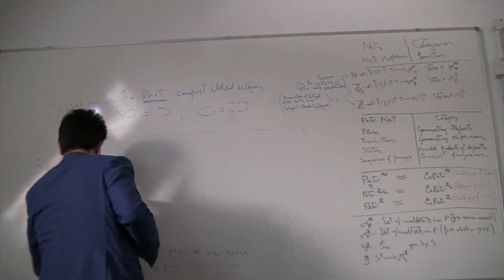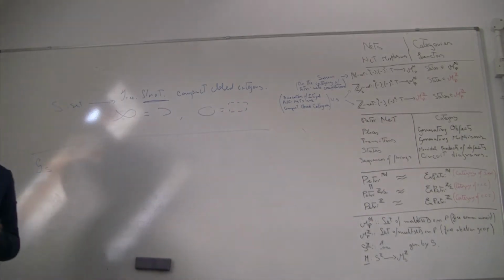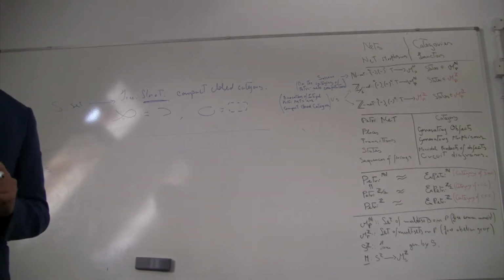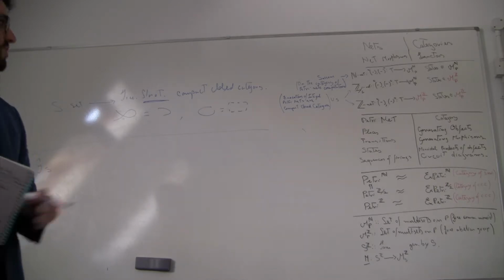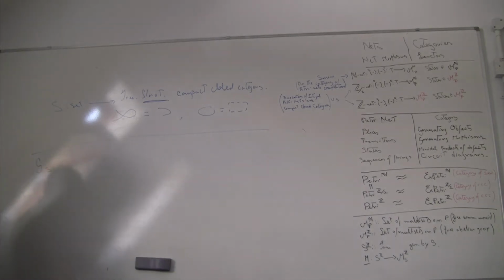Is your free compact closed category over two sets now? Is it over one set? Because you have a set of places and a set of transitions? At the moment, I'm still not defining that compact closed category. Okay. But the set of places will be the generating objects, and the set of transitions will basically be the generating morphisms. Oh, so yeah, I'm talking about the morphisms.